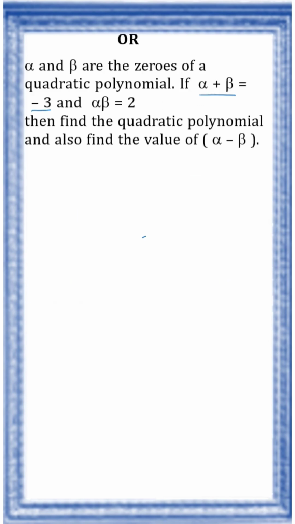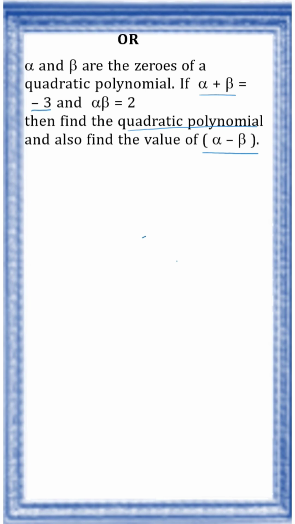There is an internal choice question for this one. Alpha and beta are the zeros of a quadratic polynomial. If alpha plus beta, sum of the roots, is given as negative 3 and product of the roots, that is alpha into beta, is 2, then find the quadratic polynomial and also find the value of alpha minus beta. Here two questions are there. One is to write the quadratic polynomial, another one is to find the value of alpha minus beta.